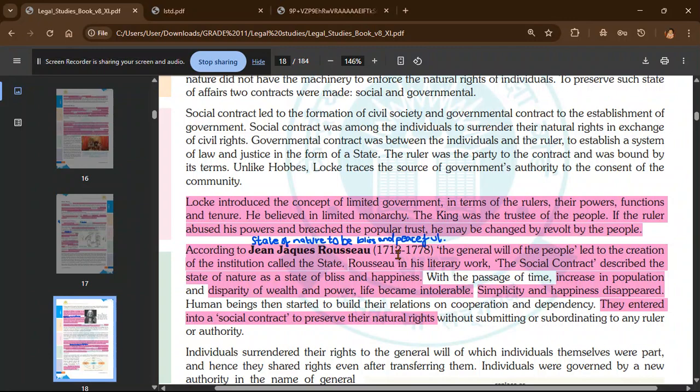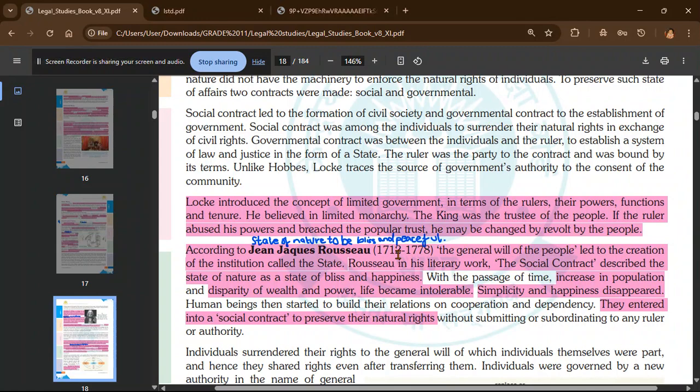He said that the king was the trustee of the people, and if the ruler abused his powers, meaning if he breached his powers, went against his powers, or breached the trust of the people, he could be changed by revolt by the people. This was according to John Locke.